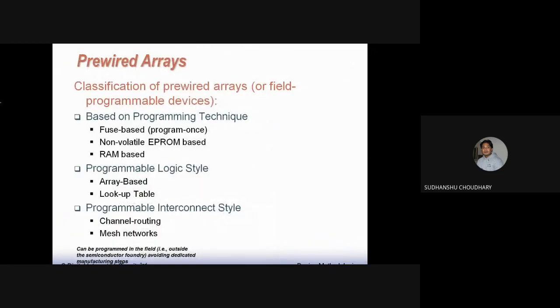Now let us come on to the FPGA approach or pre-wired array approach, right? So this is based on three types of programming technique. One is called fuse-based programming, or what we call program once. Then the other one is called non-volatile or EEPROM based. So here you can erase and then again reprogram. And the third one is called RAM based technique. Okay. And the programmable logic style could be array based or lookup table based. And the interconnect style could be channel routing or mesh network based routing. Okay. Now let us try to understand what these are.